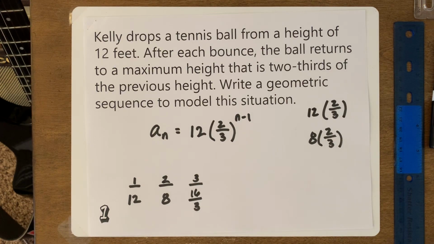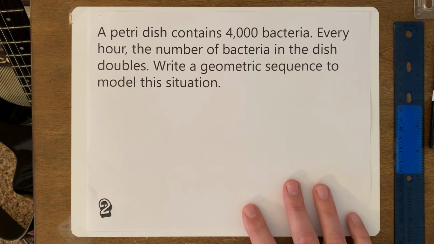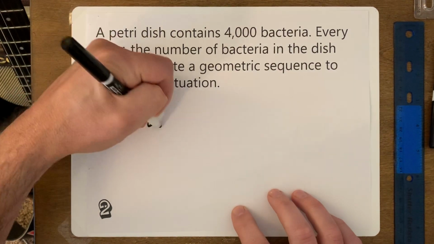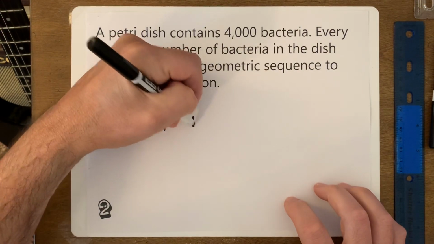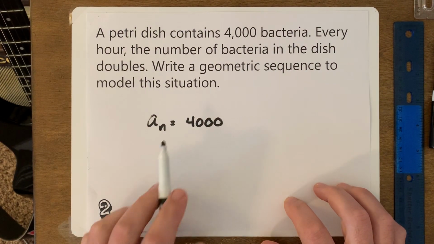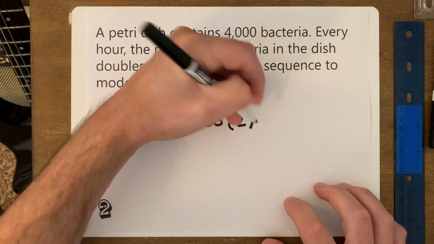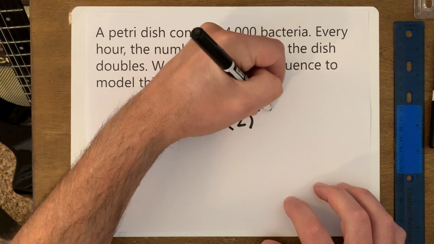So this one says a petri dish contains 4,000 bacteria. Every hour, the number of bacteria in the dish doubles. Write a geometric sequence to model the situation. So we have a sub n equals, okay, so what's our first term? What's there at the start? There's 4,000 bacteria right at the start. And it says it doubles every hour, right? Okay, so if it doubles, then we're going to multiply by 2 each hour. We're going to put an n minus 1 here.